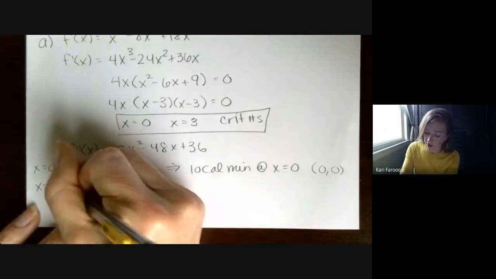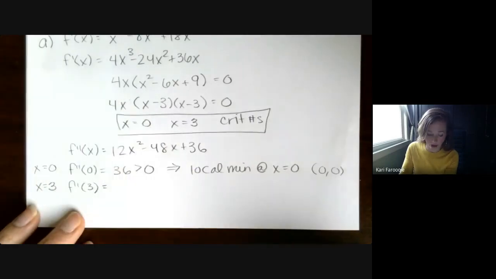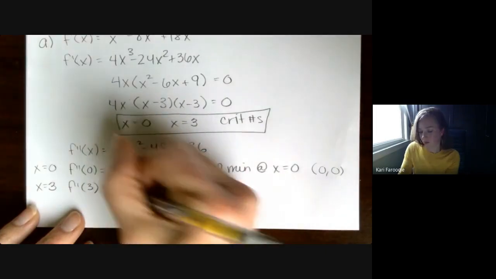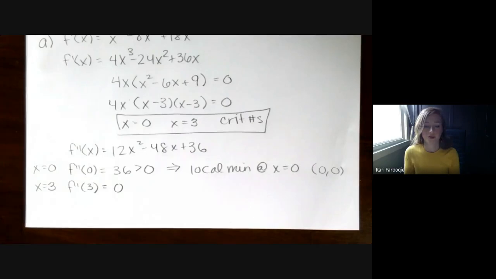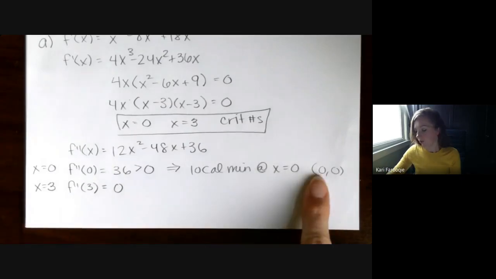Now you have to take f double prime of 3. And f double prime of 3, you will find actually equals 0. So you were able to get some information from this, but not all of the information you needed. The nice thing, though, is if you do have to go back and use the first derivative test, which we will in this case, we don't have to look at every single interval, because we already know that at our first critical number, we have a local minimum.